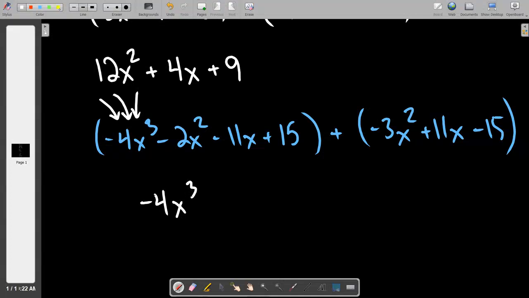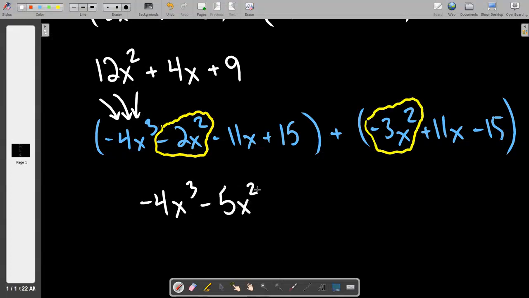Now I'm going to color code for you. I do see some like terms right here. I see a quadratic term, and right here I see a quadratic term. How many net total will that be? Negative 5x squared. Remember, don't change what they are, just change how many of them you have.